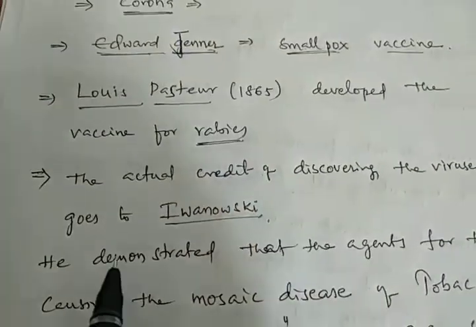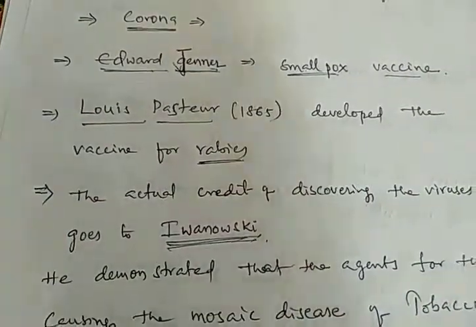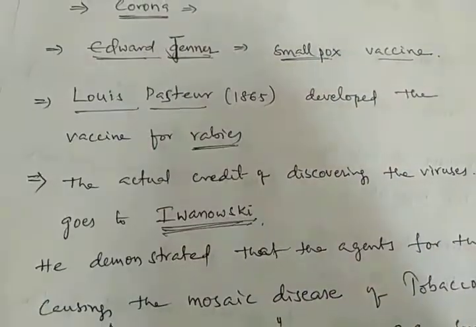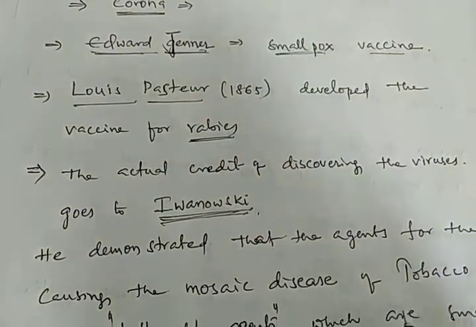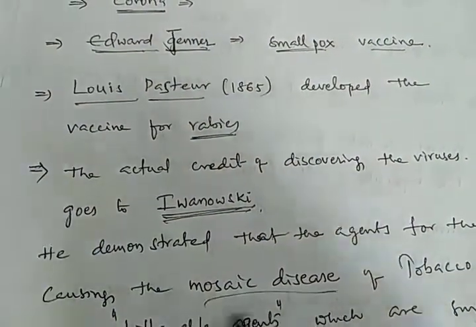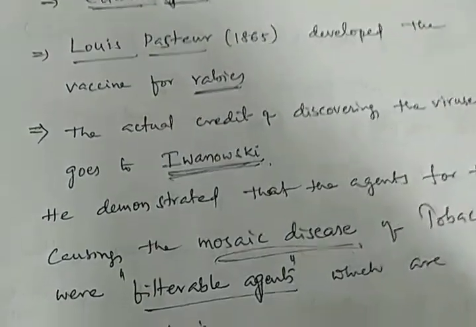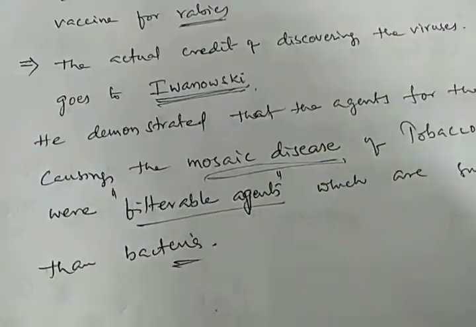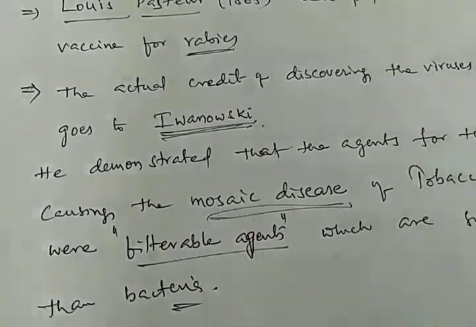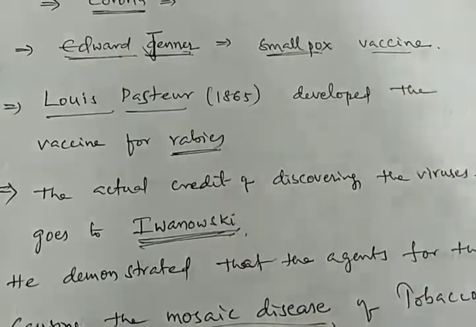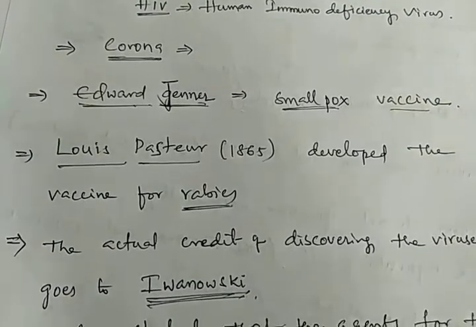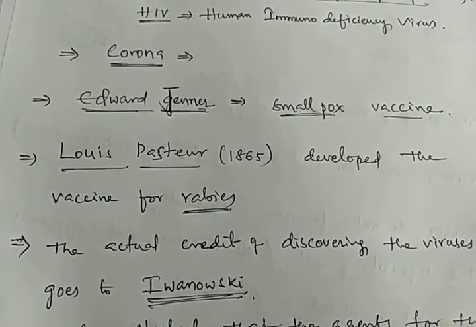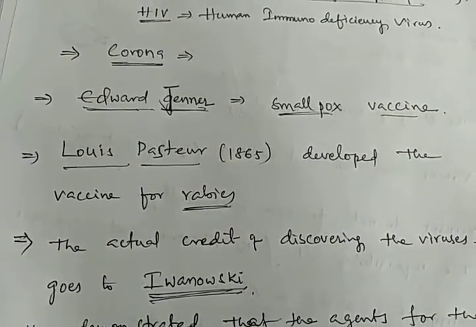So who is the scientist? Ivanovsky is the first scientist to demonstrate that the causative agents for the mosaic disease were filterable agents which are smaller than bacteria. Before this, scientists were thinking that they were poisonous particles. Okay, right? Understood?